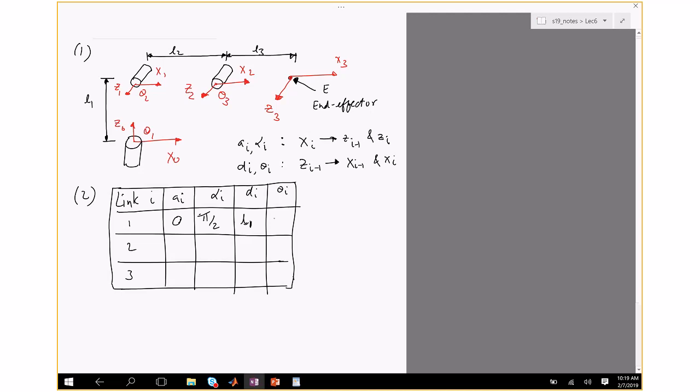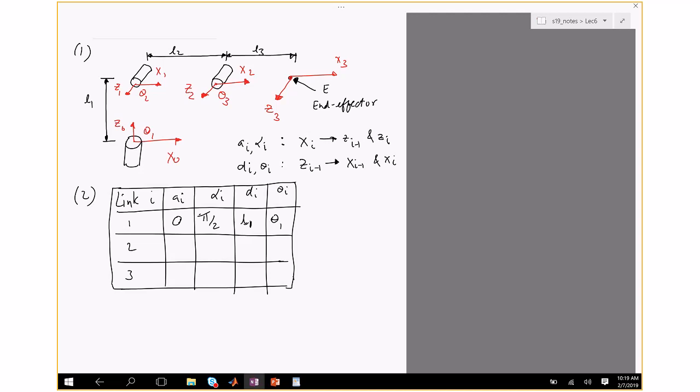If you write 0 there, it will no longer be a manipulator of 3 degrees of freedom. You lose 1 degree of freedom. So you should put, each line should have one variable, which is the degree of freedom. So in this case, theta is the degree of freedom. It should show up.